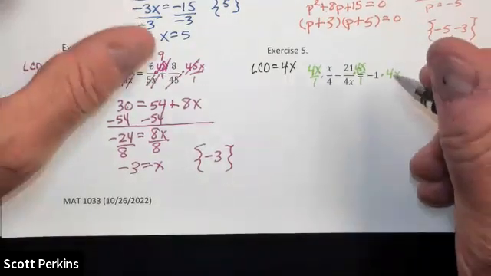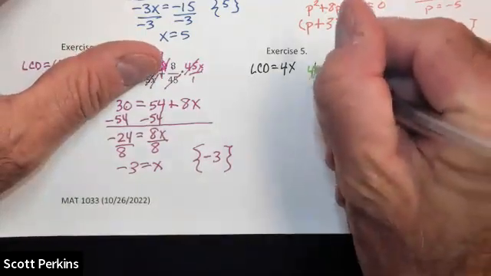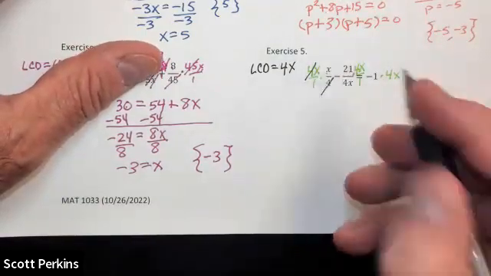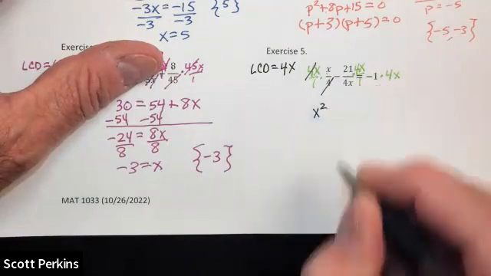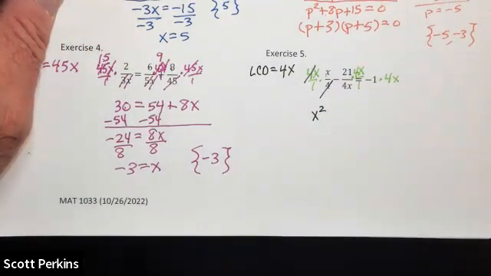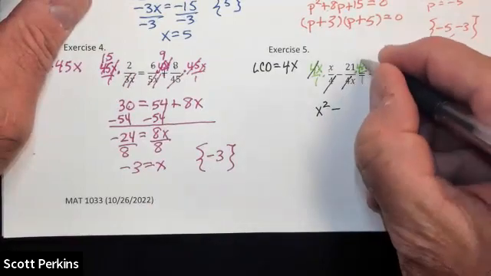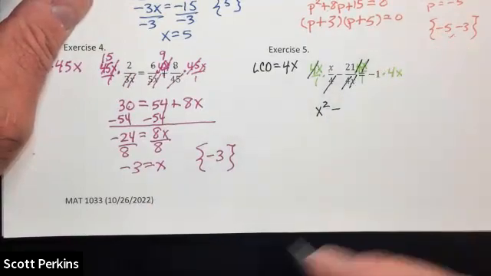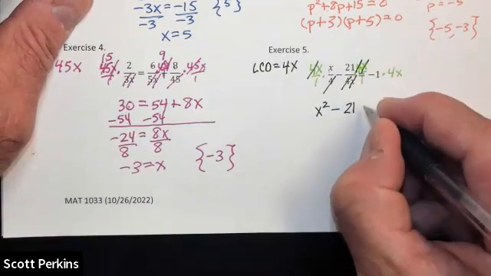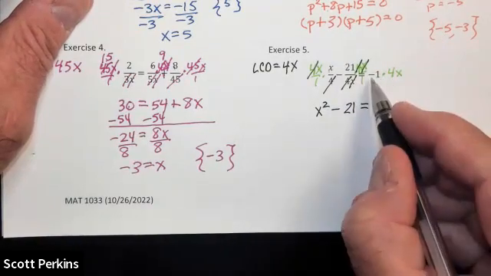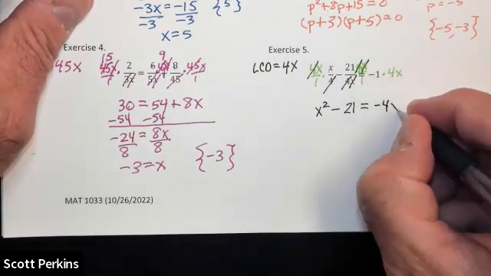All right, the first one, the 4s are going to cancel. So I've got x times x. So again, I have a quadratic. I've got x squared here. So we're going to have to do a little factoring in a minute. Minus the next one, the 4s cancel and the x's cancel. So I'm just left with that 21. Then on the other side of the equal sign, the negative 1 times 4x is negative 4x.